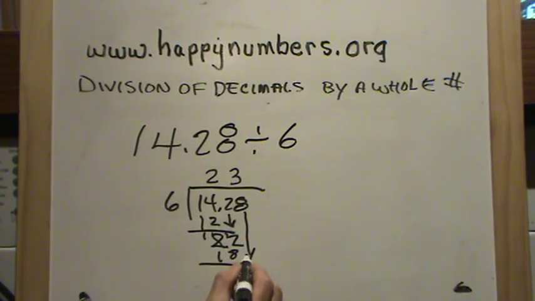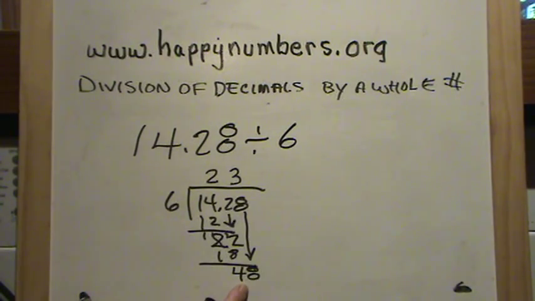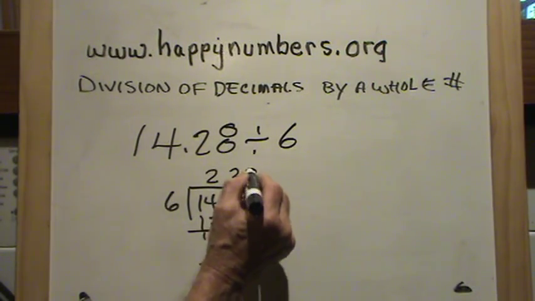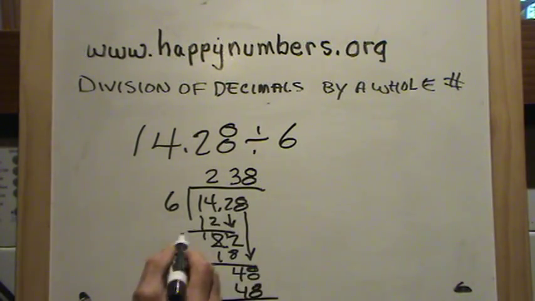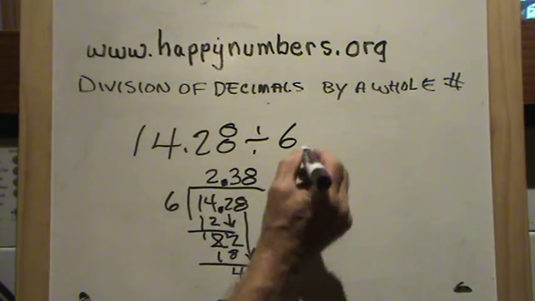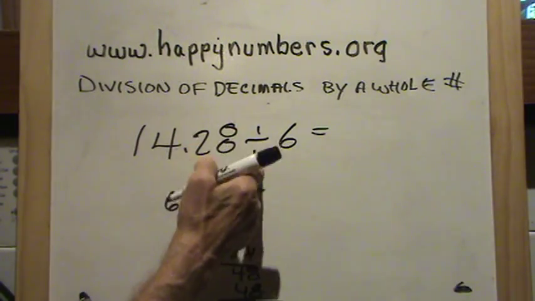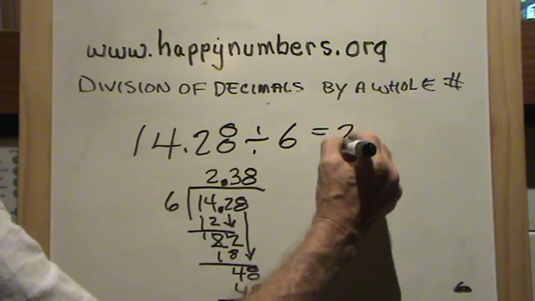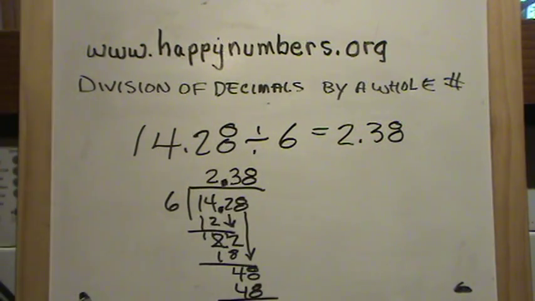We bring down the 8. 6 will go into 48 8 times, because 8 times 6 is 48. 0, nothing to bring down, so we're done. So all we do now is put our decimal in our answer. So 14 and 28 hundredths divided by the whole number 6 is equal to 2 and 38 hundredths.